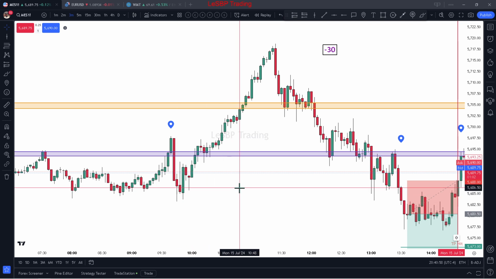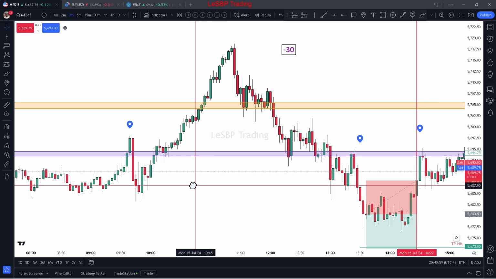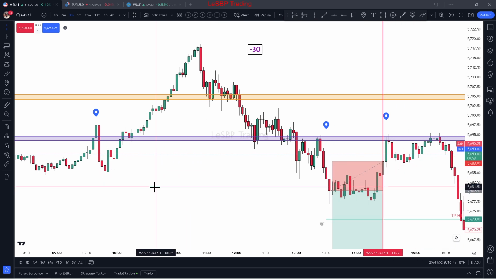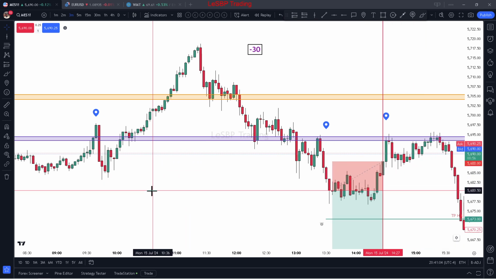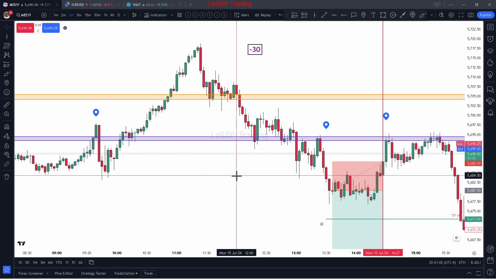Maybe one day as I get better, I can use support resistance solely as one of my confluences to say I'm comfortable enough trading into it, but I was not.